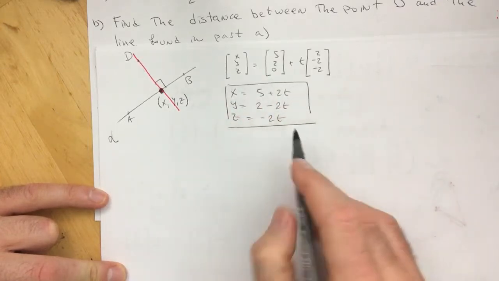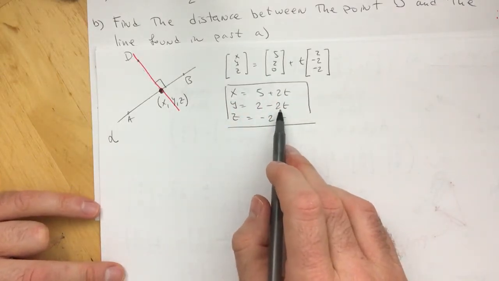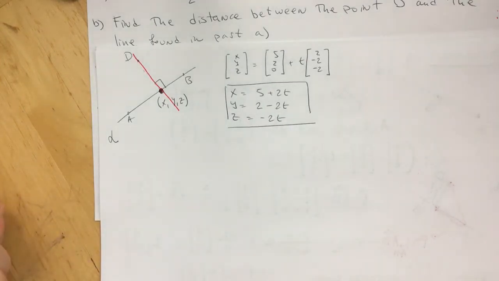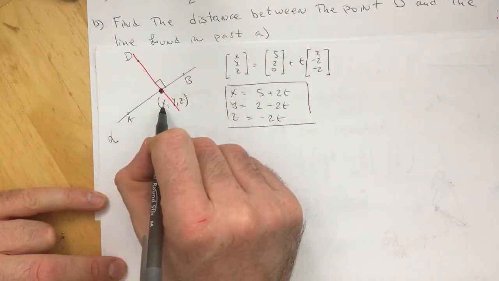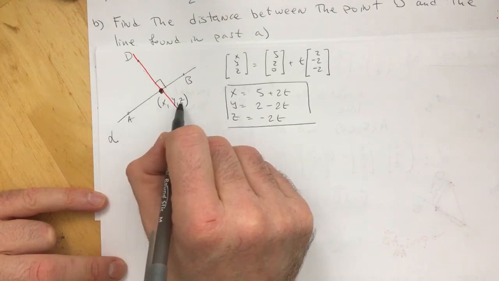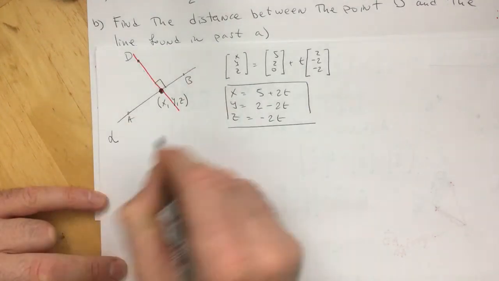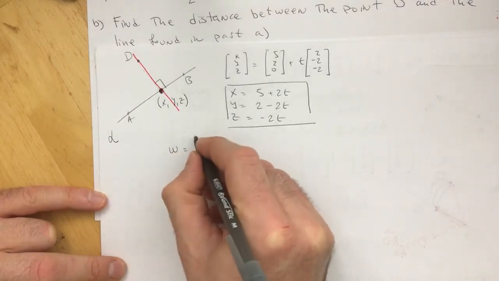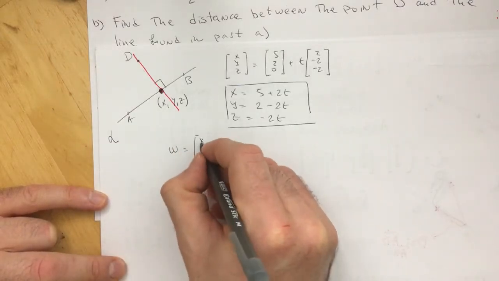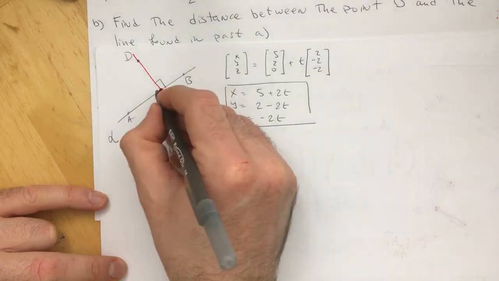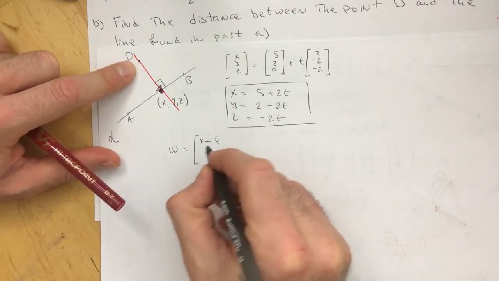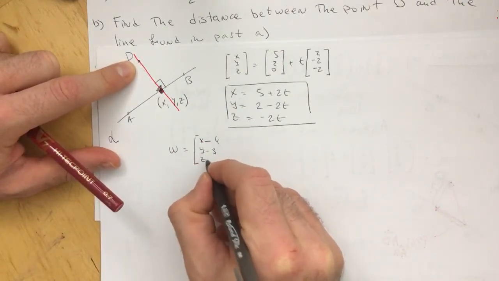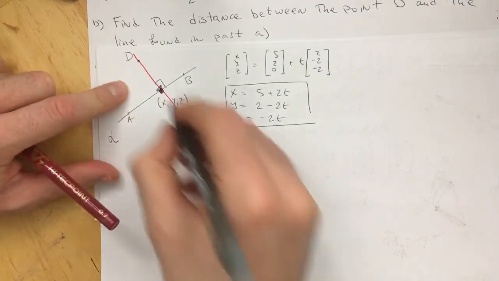So I have a set of 3 equations with 4 unknowns. I cannot solve this, so I need some extra condition here. That condition comes from the orthogonality. The vector between this point with coordinates x, y, and z and the point D, let's call it W, is going to be x minus 4, y minus 3, z minus 4, using the coordinates of D. So that's some vector W right here.